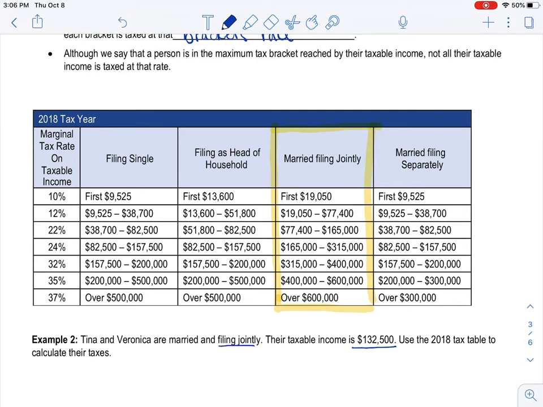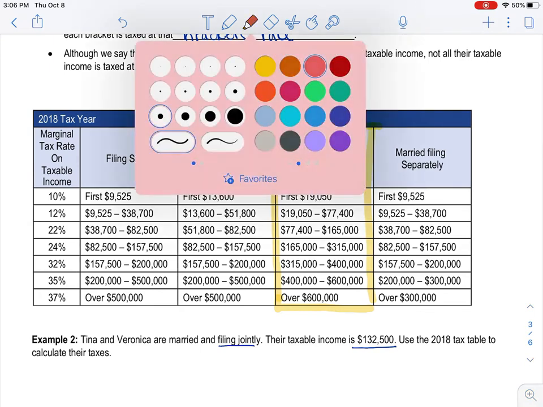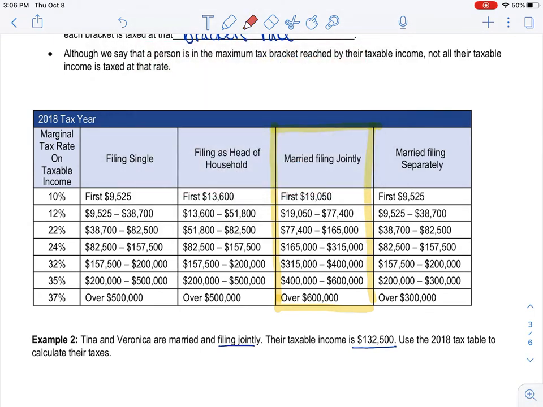$132,500. So now what I do is I look to where that fits in. And it looks like $132,500 will fit in right here. So what happens is that we claim that they are in the 22% bracket to be taxed.